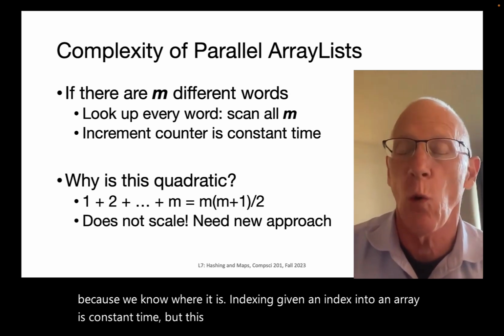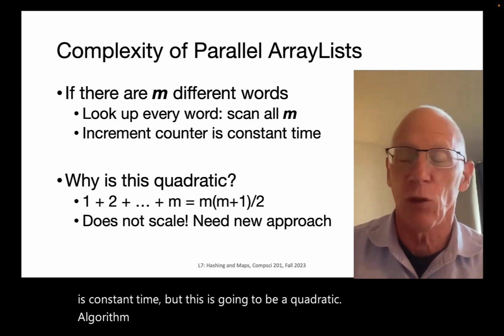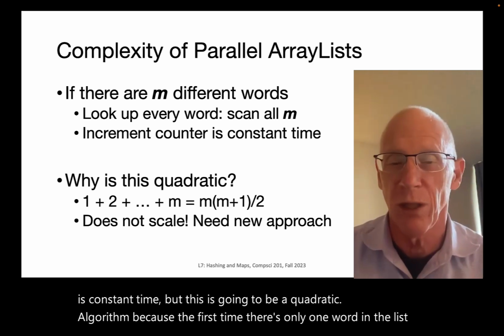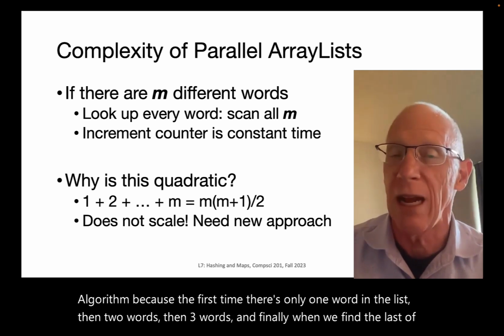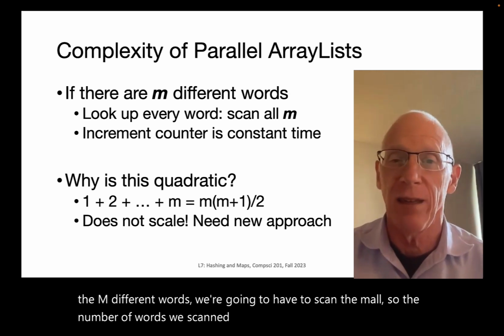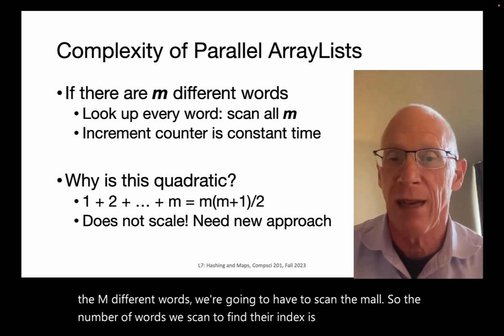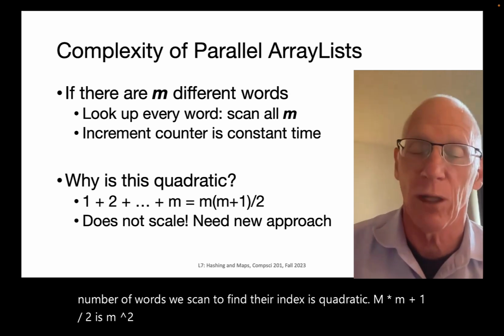But this is going to be a quadratic algorithm because the first time there's only 1 word in the list, then 2 words, then 3 words, and finally, when we find the last of m different words, we're going to have to scan them all. So the number of words we scan to find their index is quadratic. m times m plus 1 over 2 is m squared. That doesn't scale. Quadratic is too slow.